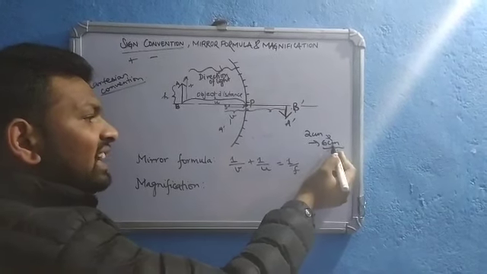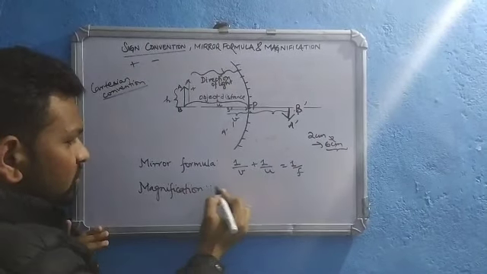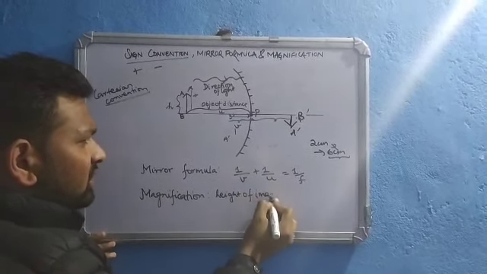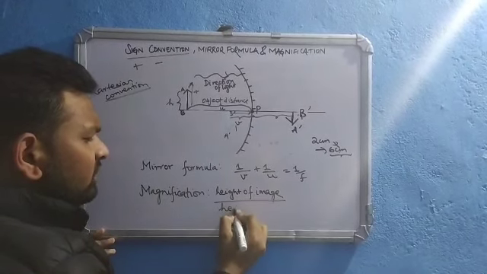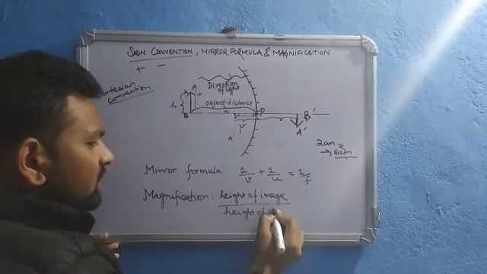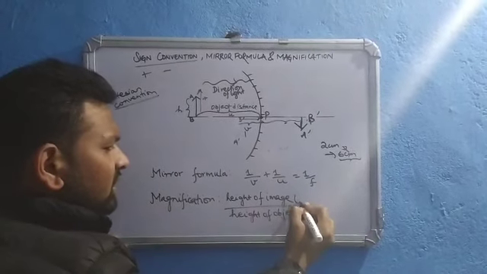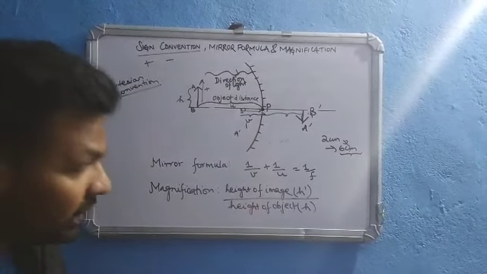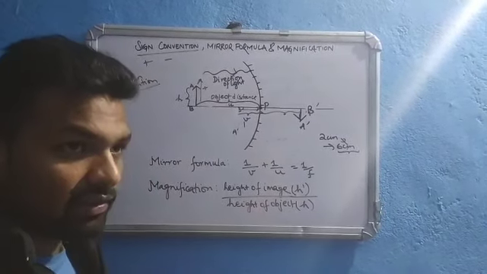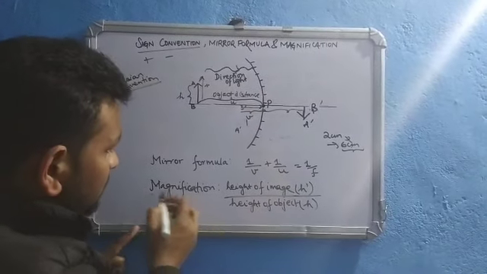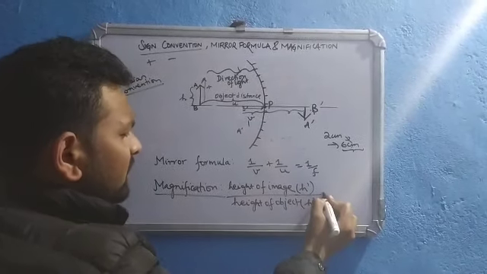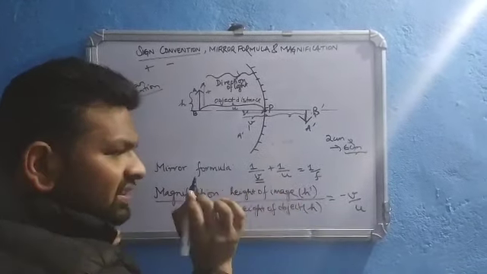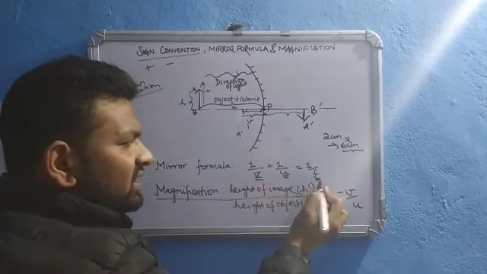So magnification, how do you know? You know how much is the height of the image and how much is the height of the object. So magnification is height of image divided by height of object. We write it as h dash, height of image, and height of object is h. By how many times the object has been magnified when the image is formed. That is the meaning of magnification, and this is given by minus v by u. Now what is v? V is the image distance, u is the object distance, and f is the focal length.